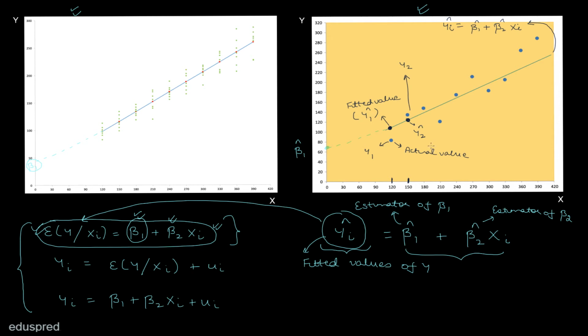And you can do this for all the other points as well. So for example, for x equal to 390, this is the actual value of y and this is the 10th value, so we can call it y10. And for this particular value of x, the line is giving us this point. This is the 10th fitted value of y, so we can call it y10 hat. Okay, so I hope the distinction between the fitted values of y and the actual values of y is totally clear. The actual values of y are the blue dots that you have plotted, and the fitted values of y are the points that are lying on the sample regression line.